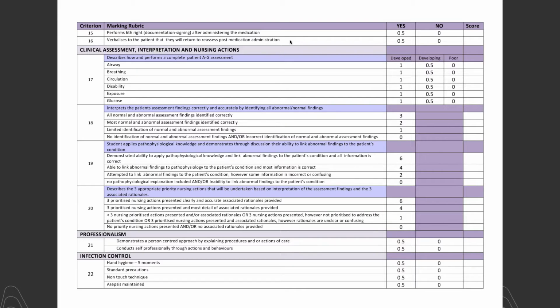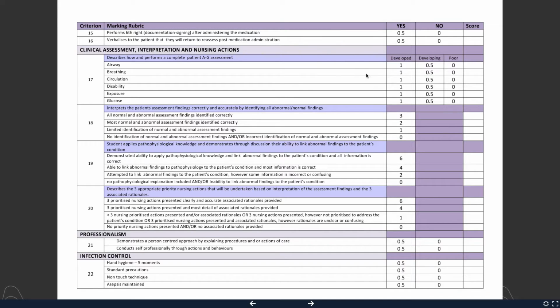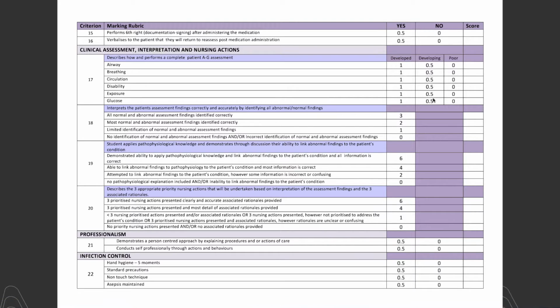Then you move on to section 2, which is your description of how to perform and complete a patient A to G assessment. As you can see, it's airway, breathing, circulation, disability, exposure, and glucose. And these marks have been broken down into developed, developing, or poor. So poor would mean that you were unable to do the description or it was incorrect. Developing would mean that you had most of it correct. And developed, of course, would mean that you met the standards required of a second-year nursing student in relation to describing an A to G assessment.